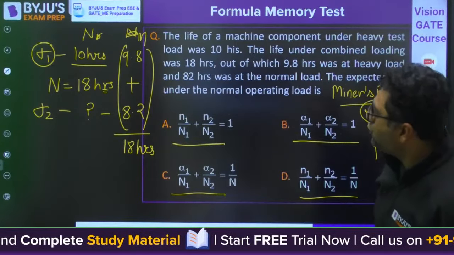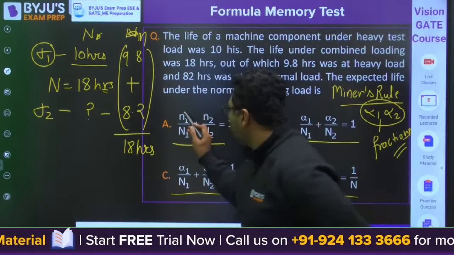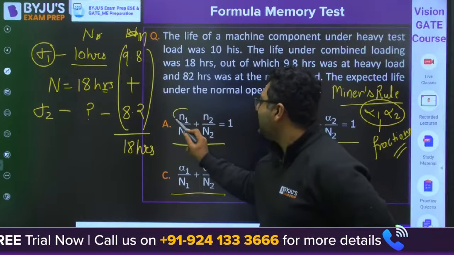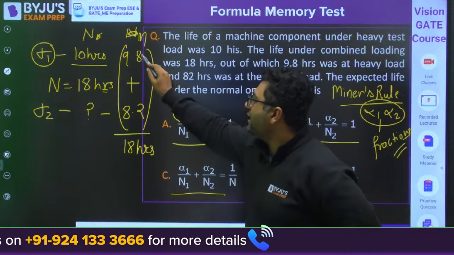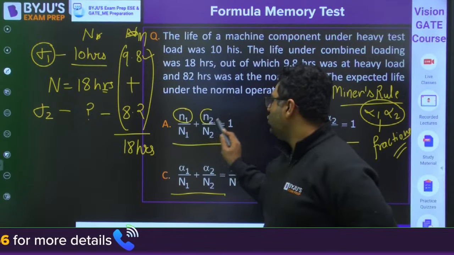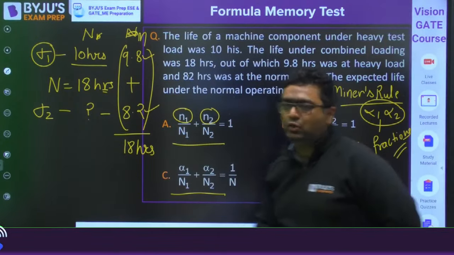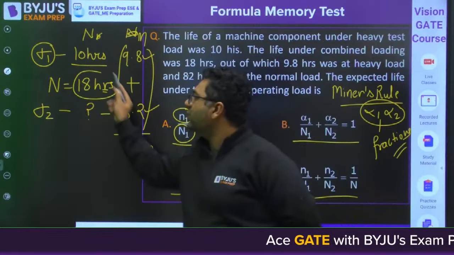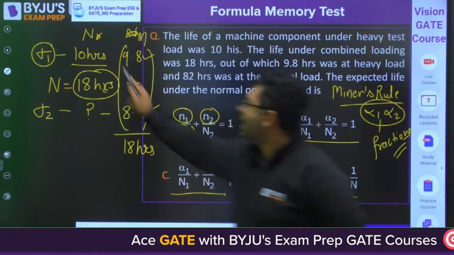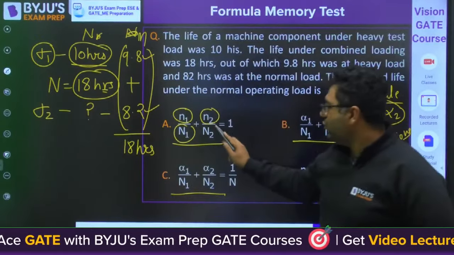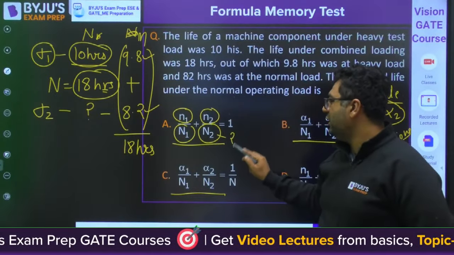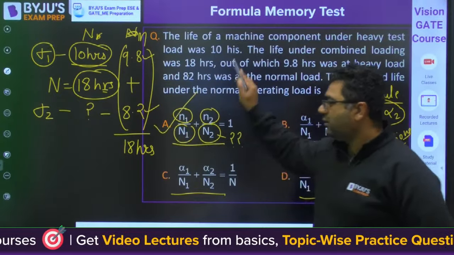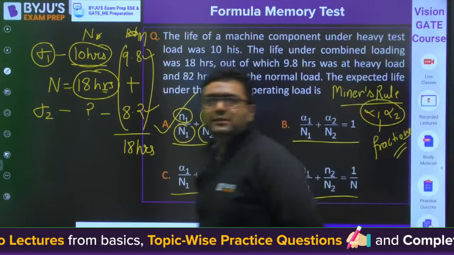So my dear, first of all, if you use this formula, N1 is known to us, yes. 9.8 hours is N1. N2 is known to us, yes. 8.2 hours is N2. N1 is known to us, yes. 18 hours is N1. Sorry, 10 hours is N1. And N2 is not known to us, we need to find it. So A is correct. A is correct.